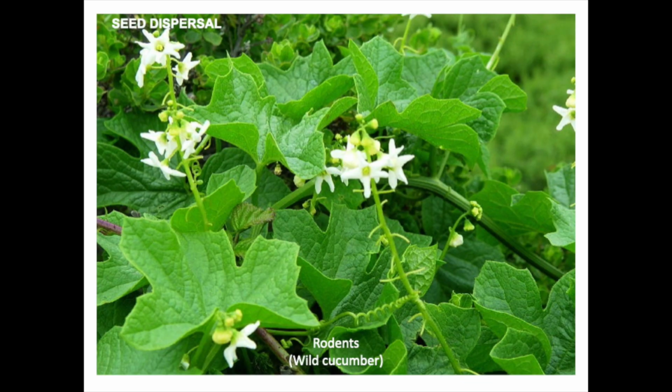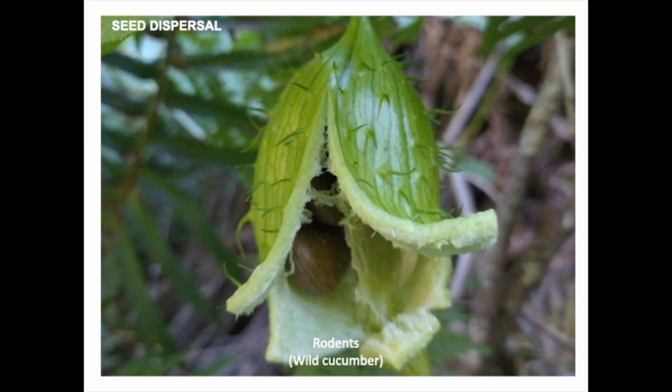And then rodents are responsible for dispersing seeds. If you think about acorns and things like that. But even things like this wild cucumber, these seeds are known to be dispersed by rodents. And if they just land on the ground, even if they get watered, they really don't germinate. They rely on rodents to bury them in the soil. And so this plant has a really close association with rodents.